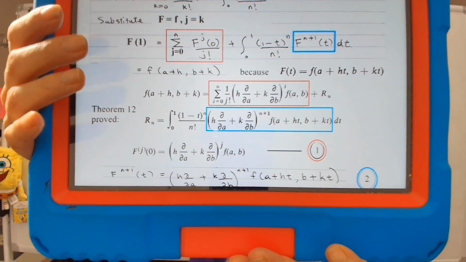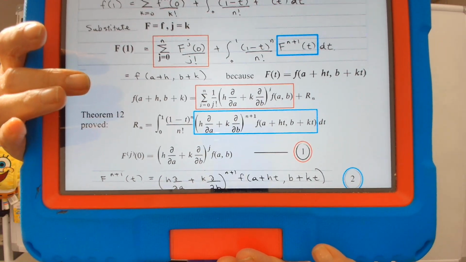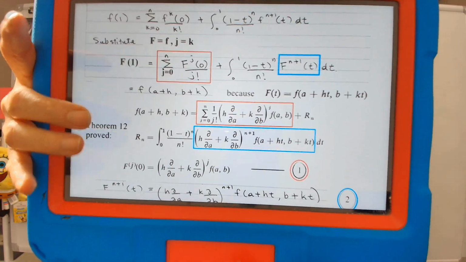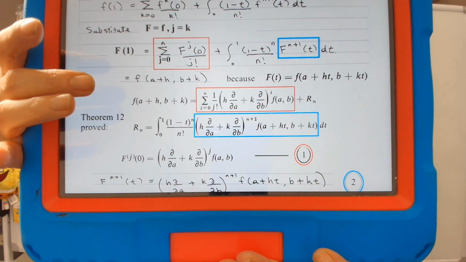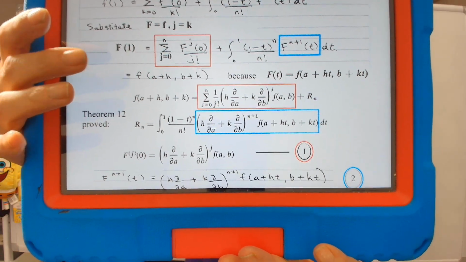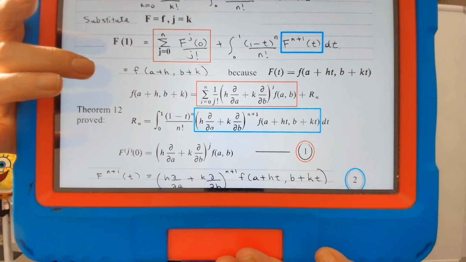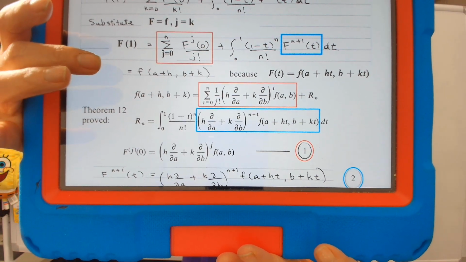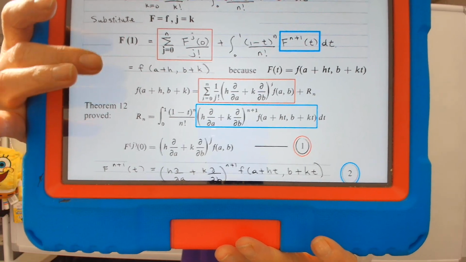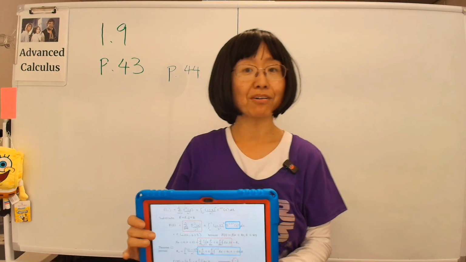Next, what is this big F anyway? Big F of 1 is actually the original small f, not this one, which is just the one from the Taylor expansion. Big F is the original small f we started the definition with. Remember, we started with big F(t) equals the small f(a + ht, b + kt). So this original small f, if you set t equal to 1, will give us small f(a + h, b + k). That's our original little f.